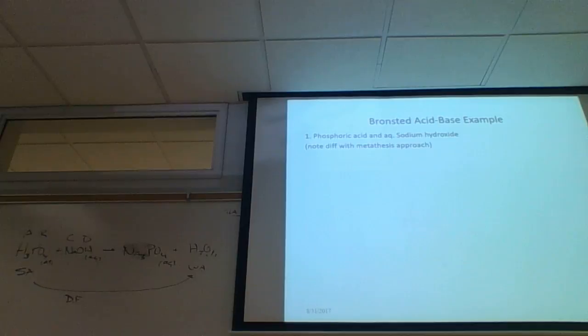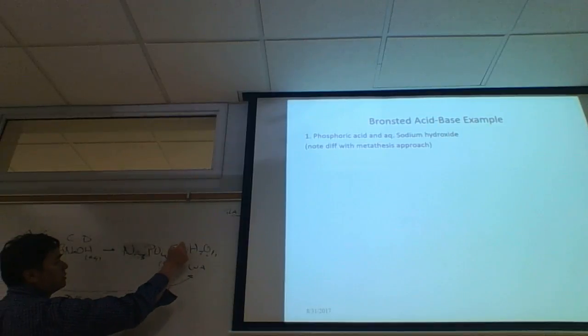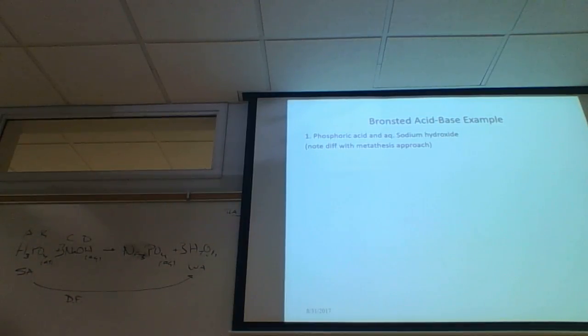There's no precipitation, there's no gas formation here. We're just going from stronger acid to weaker acid. So we'll go ahead and balance this. This is going to be 3 sodium hydroxides. This is going to be 3 waters, and it's balanced. Then we do, this is what we call the complete, and then we do the ionic or total ionic equation, and then we do the net ionic equation.